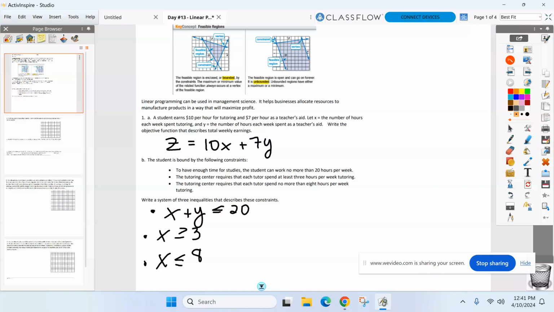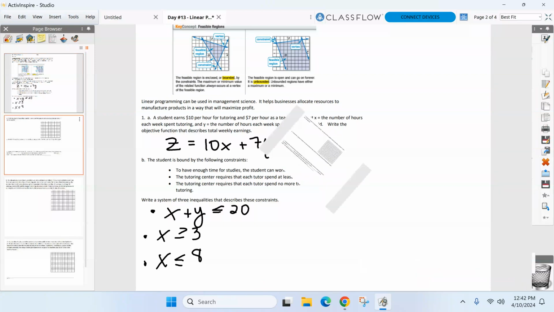Okay. So here's what I'm asking. Making $10 an hour tutoring, $7 an hour being a teacher's aide, and knowing these restrictions, what's the max amount of money you can make, and how many hours tutoring and being a teacher's aide will happen? Okay, so that's what I'm asking. You guys just did the new part. Now this is the last 2 days: graph them, shade them, find the figure, and give me the points so I can plug it into Z. All right, so that's our job right now.